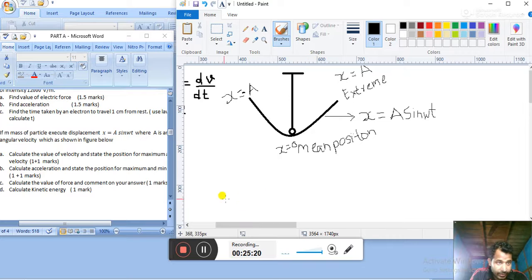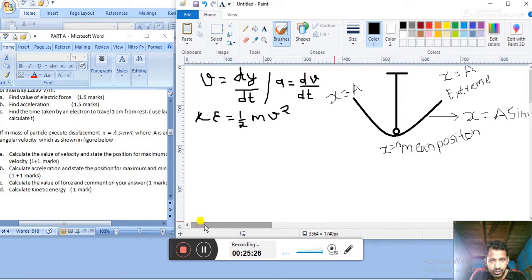To solve this question, the question says find the velocity, find the acceleration, find the force. So we write velocity equals dx by dt. If x is written, I should write x here; if they say y, I should write y. So how do we find the value of velocity? I write dx by dt. It means the question is related to calculus, some derivative chapter in mathematics.